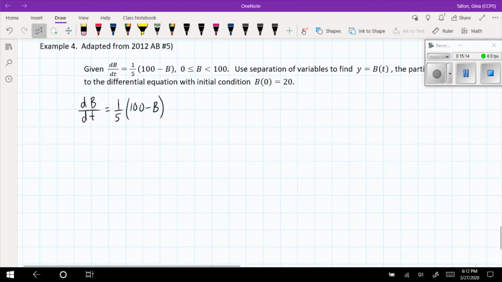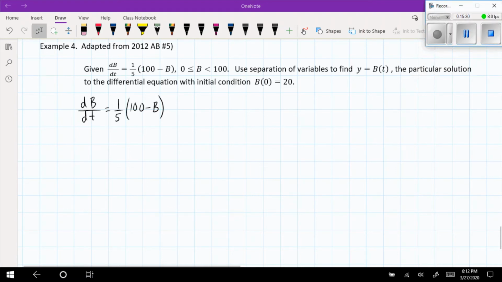Example 4. Given dB/dt equals 1/5 multiplied by the quantity of 100 minus b, where 0 is less than or equal to b is less than 100, use separation of variables to find the particular solution. Yeah, you can't see that, can you? Hold on, you guys. There you go. Use separation of variables to find y equals b of t, the particular solution to the differential equation with the initial condition of b of 0 is equal to 20.